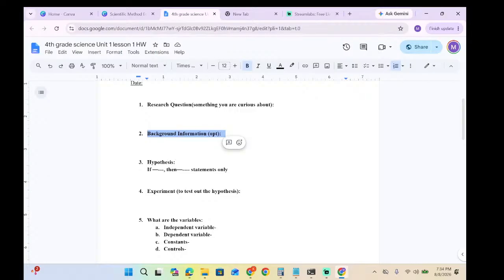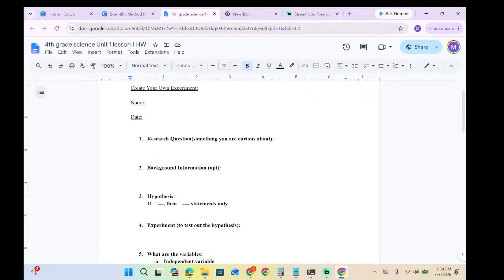And then you create your hypothesis, if-then statements only. Make sure you're always using an if-then statement. If you want to do a challenge, maybe write a because. And then experiment, what you're going to test.